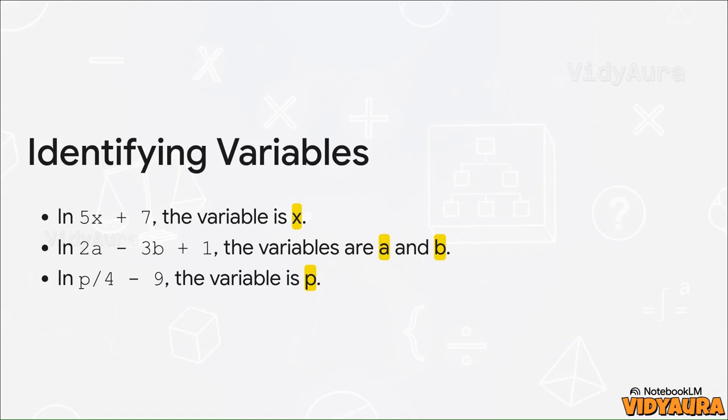Spotting them is pretty easy. So in 5x plus 7, the variable is, of course, x. In the next one, 2a minus 3b plus 1, we actually have two of them, a and b. And in that last one, the variable is p. See? It's just the letter that stands in for that mystery number.